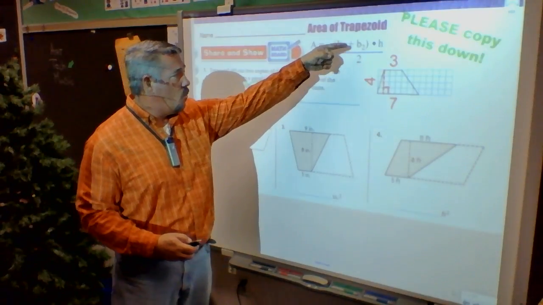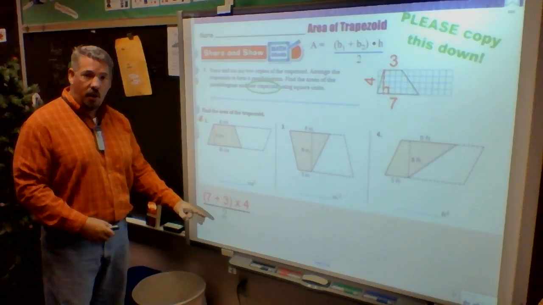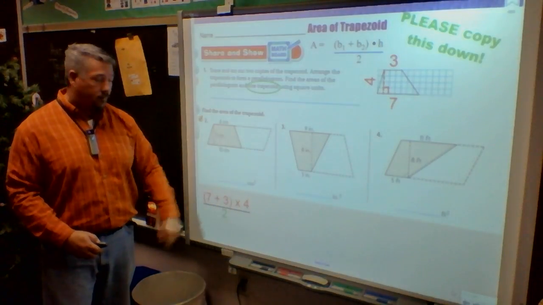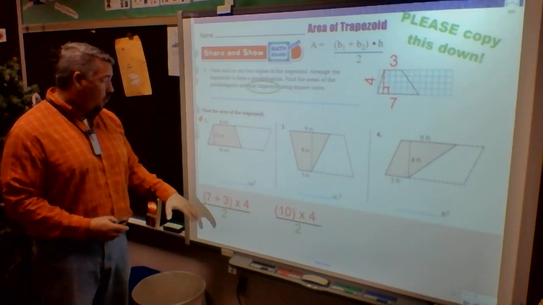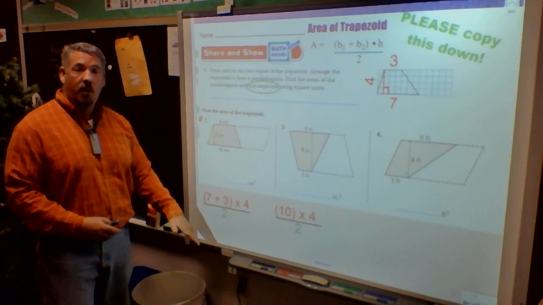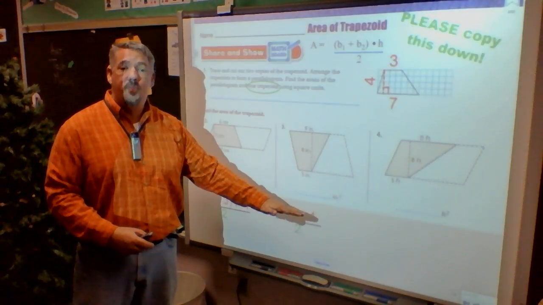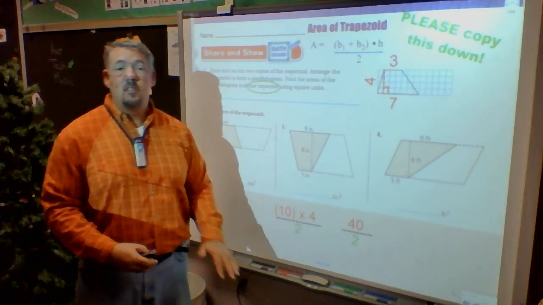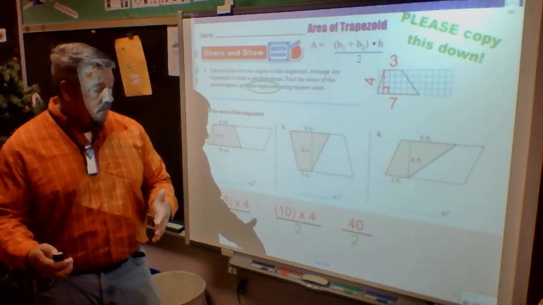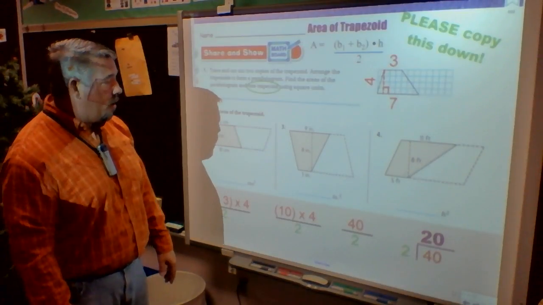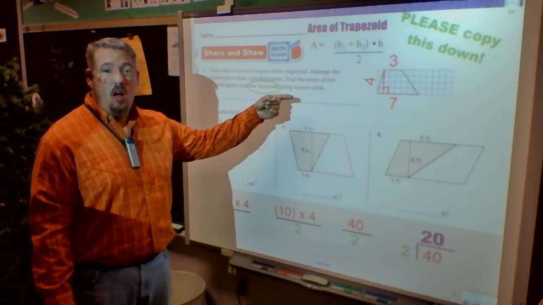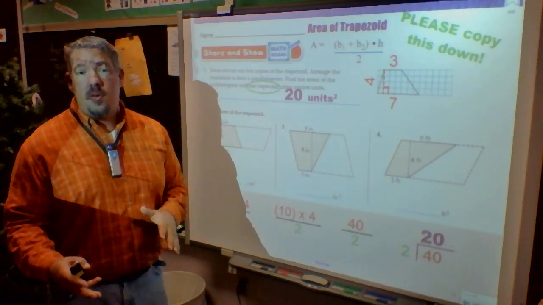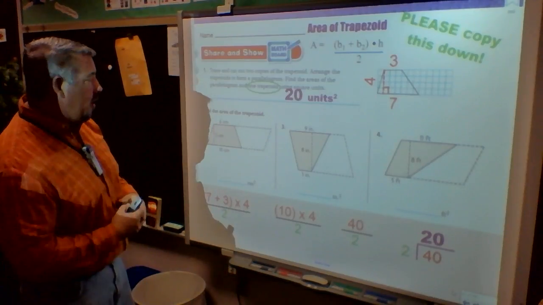So I'm going to take base 1 plus base 2. That gives me 7 plus 3. I want to multiply it by my height. My height is 4, so it's showing multiplied by 4. And then I know I'm going to divide by 2. When I do my addition on the inside of my parentheses, 7 plus 3 gives me 10. And that leaves me with 10 times 4 divided by 2. So then I do my multiplication in my numerator. 10 times 4 is 40. Still leaving me with the dividing by 2. And then 40 divided by 2 is going to give me 20. So my answer for the area of this trapezoid is going to be 20 square units. It doesn't give me a specific measurement, so I know I'm going to use units as my label.